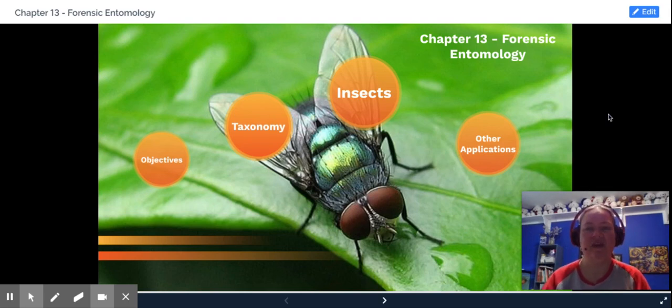This is going to be Chapter 13, Forensic Entomology. I'm simply going to go through this again, but I'm going to add some more details, and we're going to do just this as a quick review.